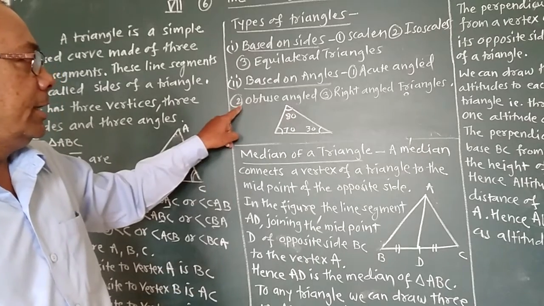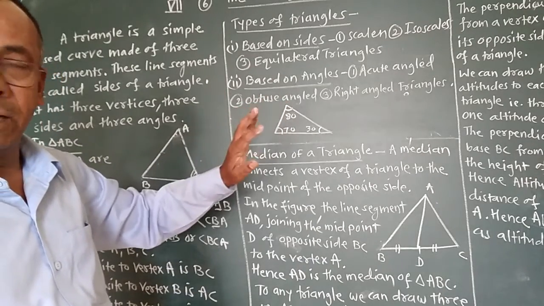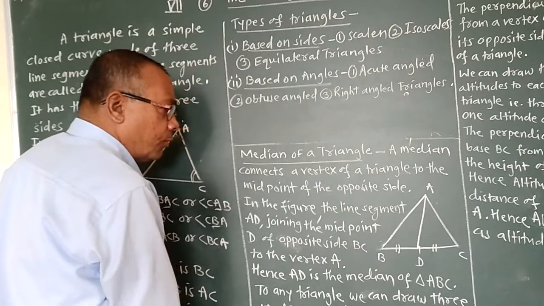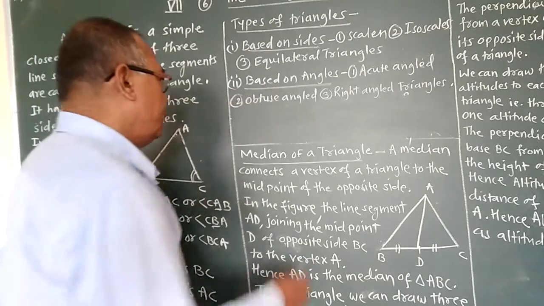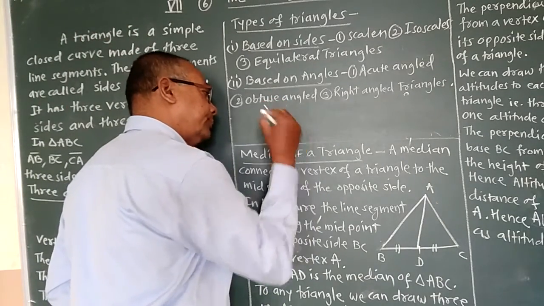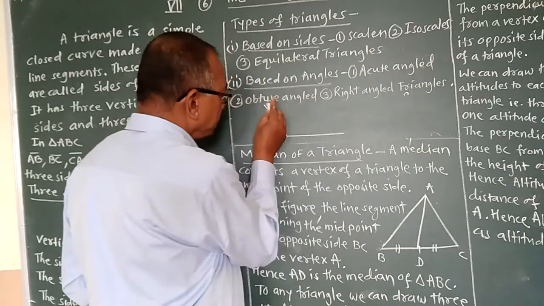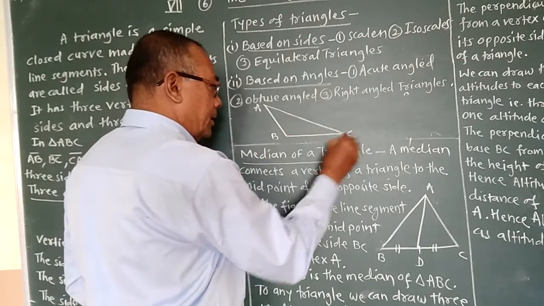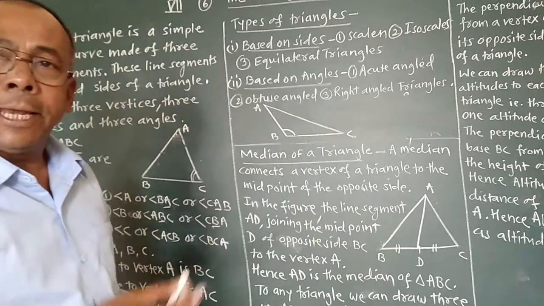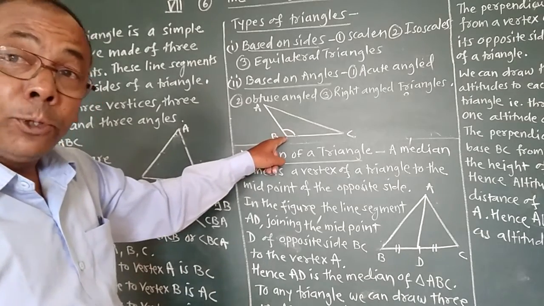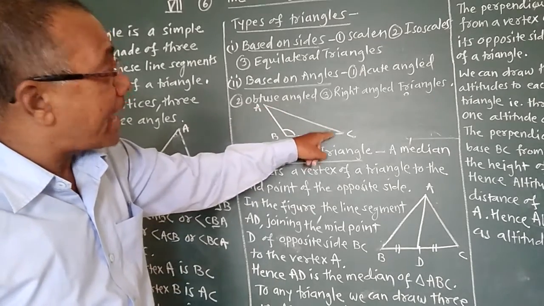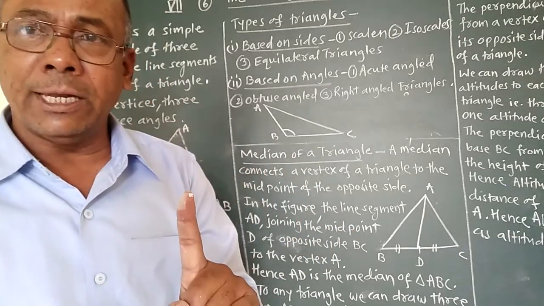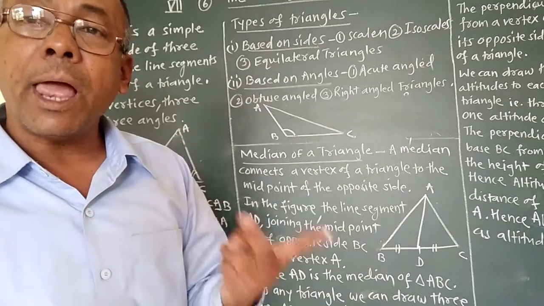Now, the second is the obtuse angle triangle. In an obtuse angle triangle, one angle is obtuse. Means if we consider the figure, then it is seen that the measure of this angle is greater than 90 degrees. So angle B is the obtuse angle and the remaining two angles are acute angles. Means in an obtuse angle triangle only one angle is obtuse and the remaining two angles are acute angles.